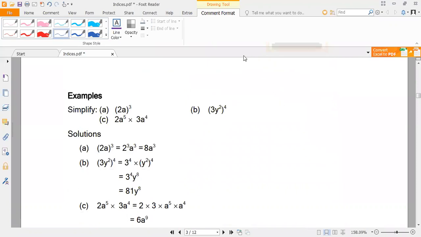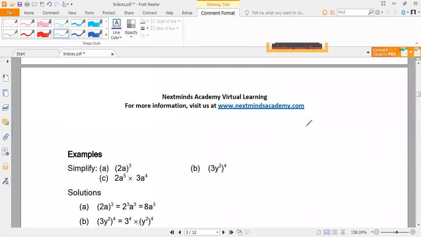Okay, so let's look at some examples which involve that law that we've looked at. The first one is 2a power 3. Everything is raised to the power of 3, so the 2 will share the power and the a will also share the power of 3. So this will be 2 power 3, a to the power of 3. Of course, we know that 2 power 3 means you multiply 2 three times. We looked at that when we were introducing indices, and it is 8. So the answer here is 8a power 3.